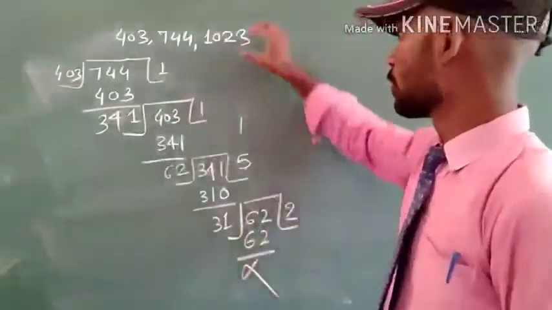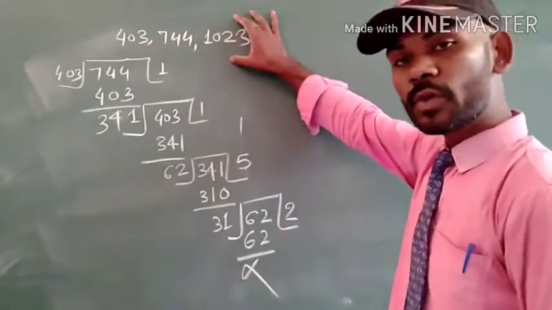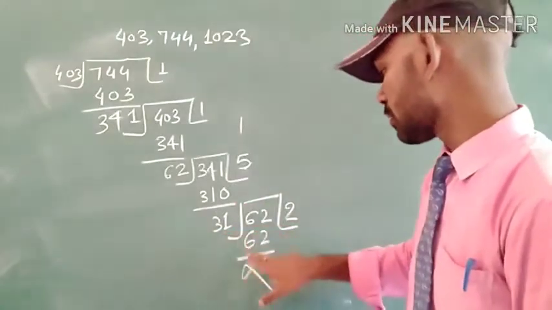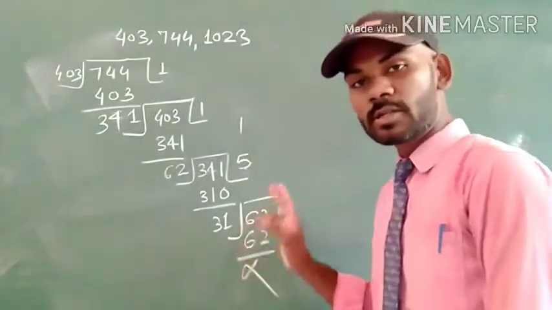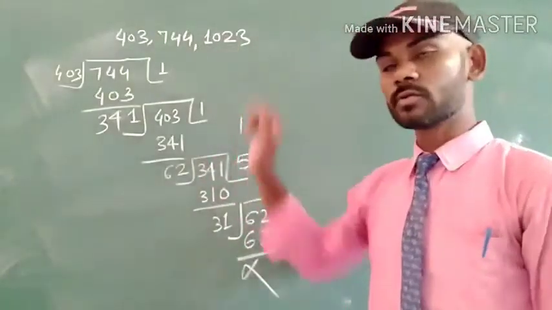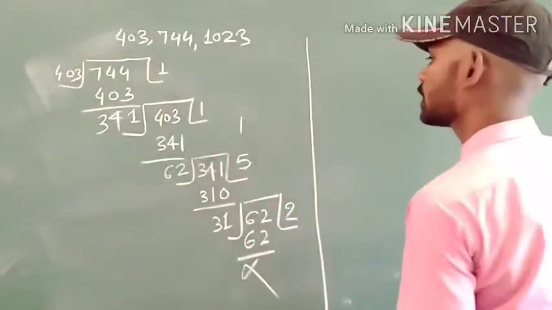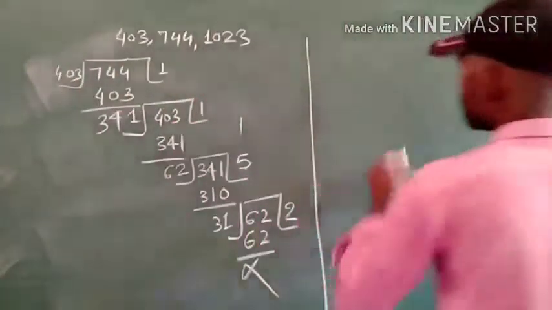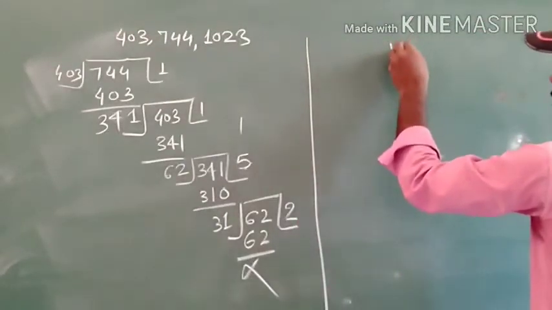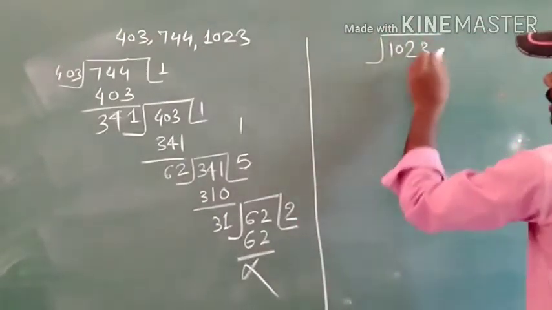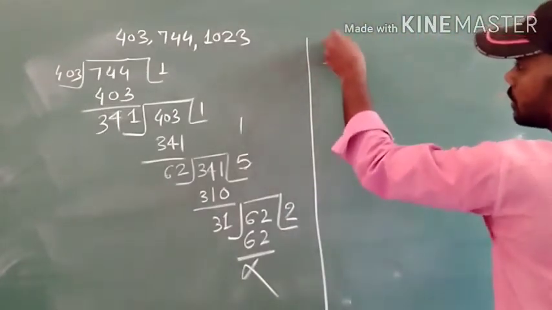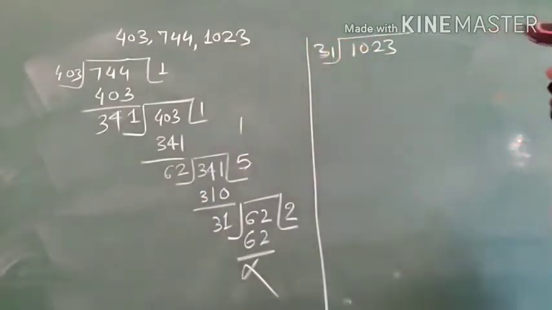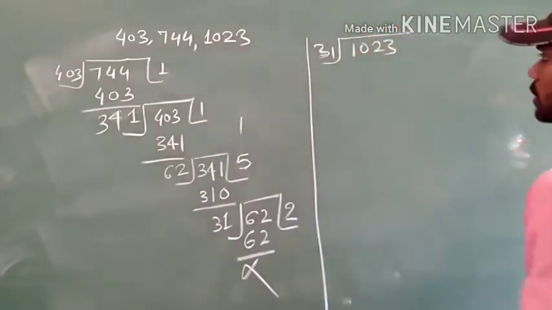Okay, now when we divide the next number, we use the divisor as 31, because here we have seen that 31 completely divides this number. That means 31 can also divide this number. So in the next step we write 1023, which is divided by 31, and it goes 2 times or 3 times.